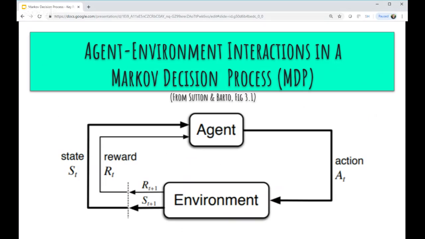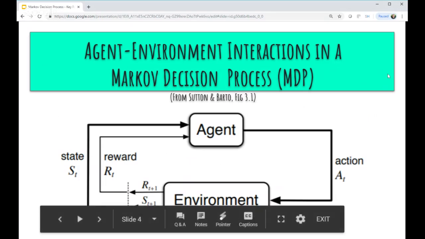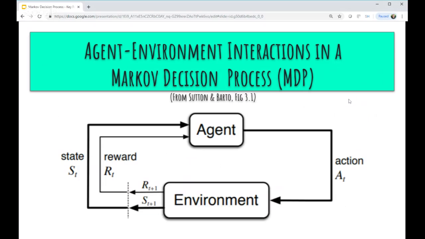The agent takes an action, denoted here on the right-hand side of this chart, A sub t, and the environment responds with a next state and a reward for taking that action in the previous state. That next state and next reward signal come back to the agent, and the agent looks at that information and decides what action to take next in its quest for solving that environment.